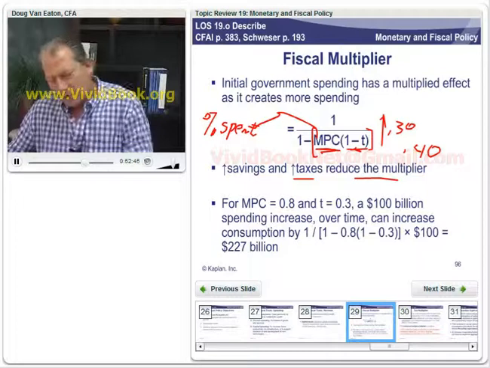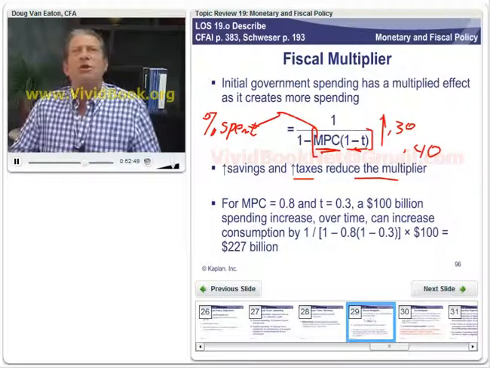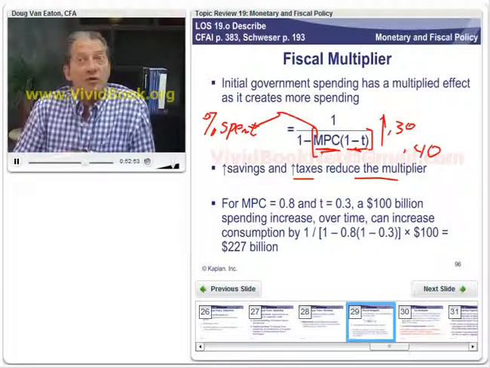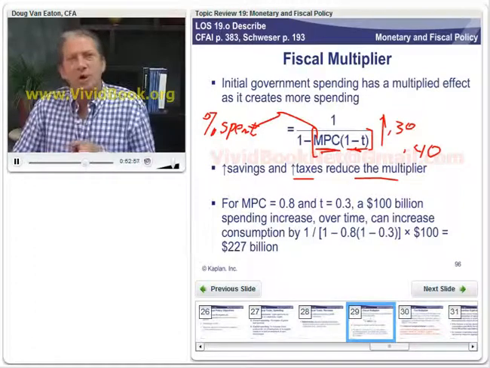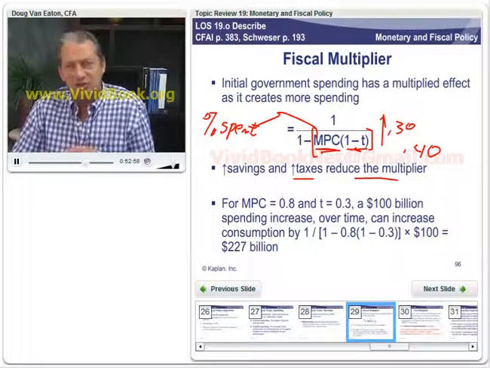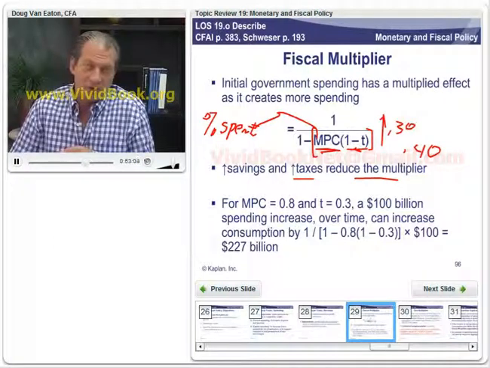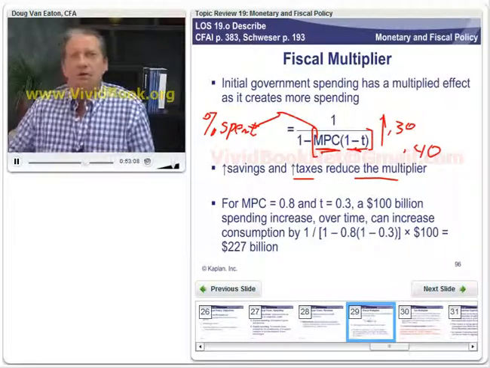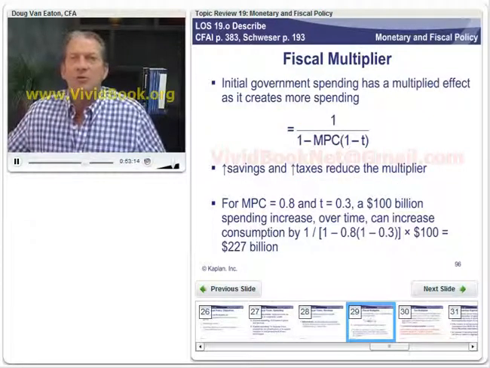So rather than worry about that exact formula, I want you to understand that it's all about spending. And the higher the tax rate, the less there is to spend, the smaller the multiplier. The higher is the marginal propensity to consume, the percentage spent out of each dollar of additional income, the greater the multiplier effect.